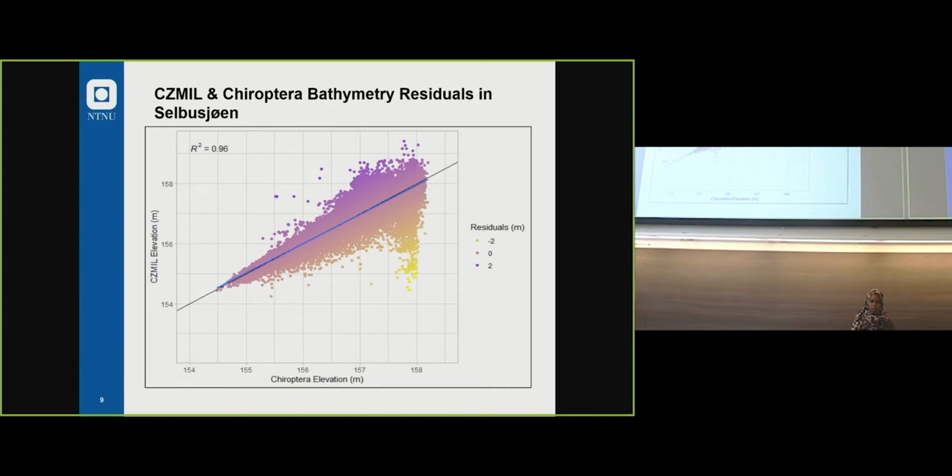Here we have the correlation between the elevation of the two sensors, Seismel and Chiroptera. We see that the residual starts spreading out as we go shallower in the elevation values. For example, between 156 and 158, the spreading of the residuals starts to get wider.